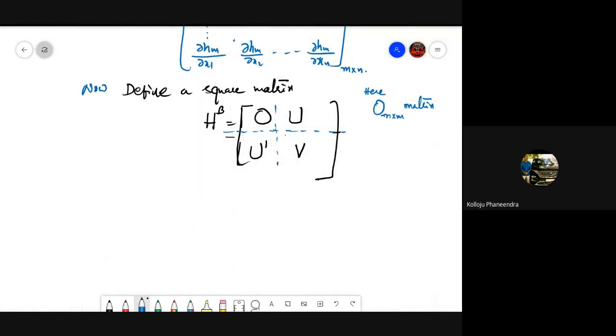Now this is the most important content you have to remember. Then here the stationary point x star and lambda star, that means the values of x1, x2, xn and lambda 1, lambda 2, lambda m.